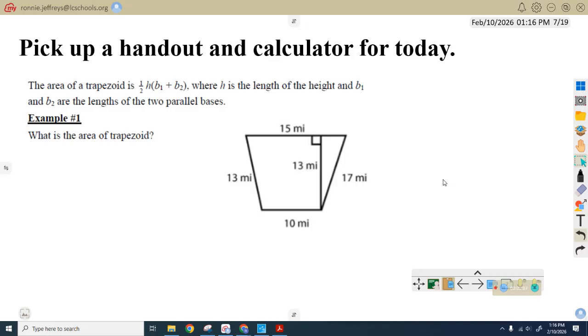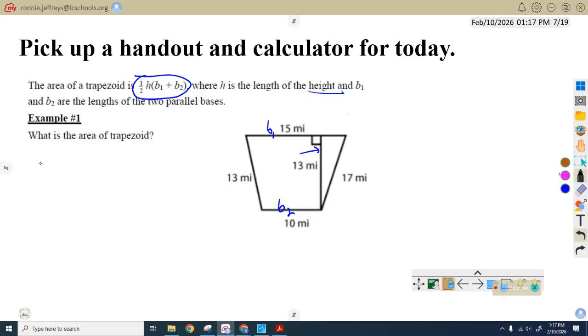We are going to be looking at the area of trapezoids, kites, and rhombuses today. Alright, so here is our formula. H is our height. Now, our height is always going to be beside this right angle because it's perpendicular. And then our B sub 1 and B sub 2, or B1, B2, it doesn't matter which one you choose because it's adding. Order doesn't matter when you're adding.